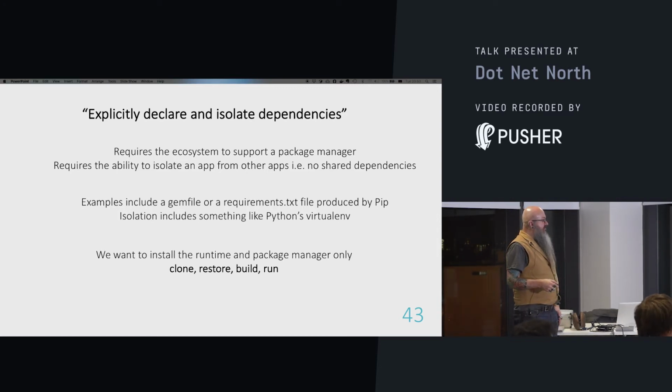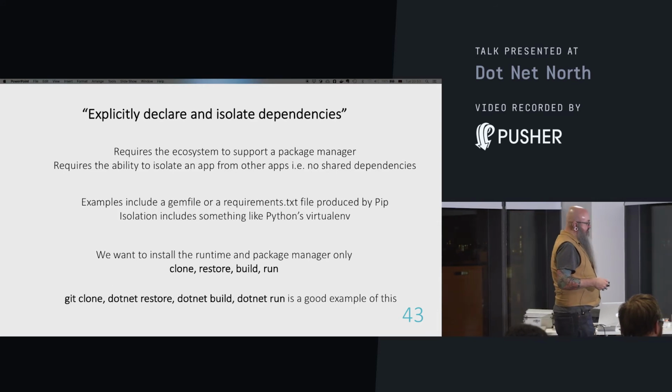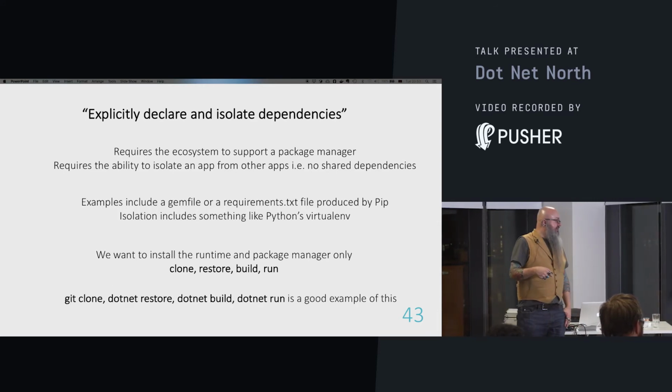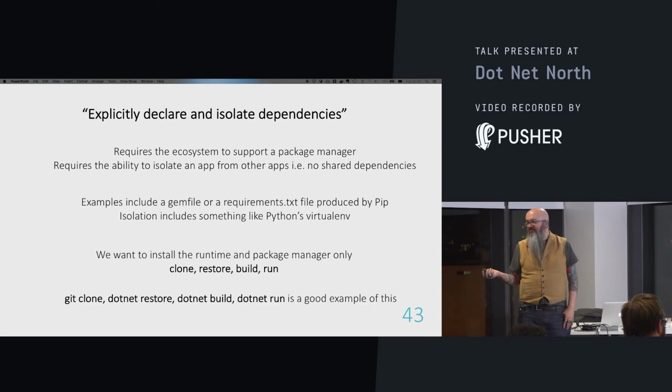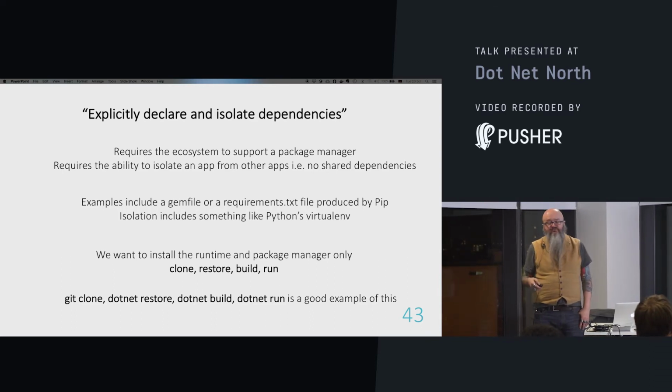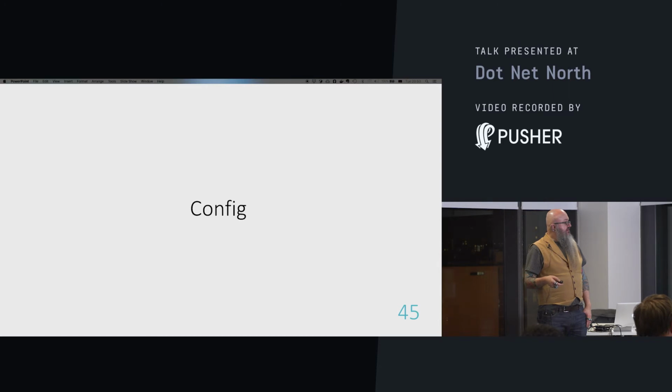Right. So the mantra is clone, restore, build, and run. Right, that is the gold standard process for a 12-factor app. So git clone, .NET restore, .NET build, .NET run. Right. Okay, so I show that.